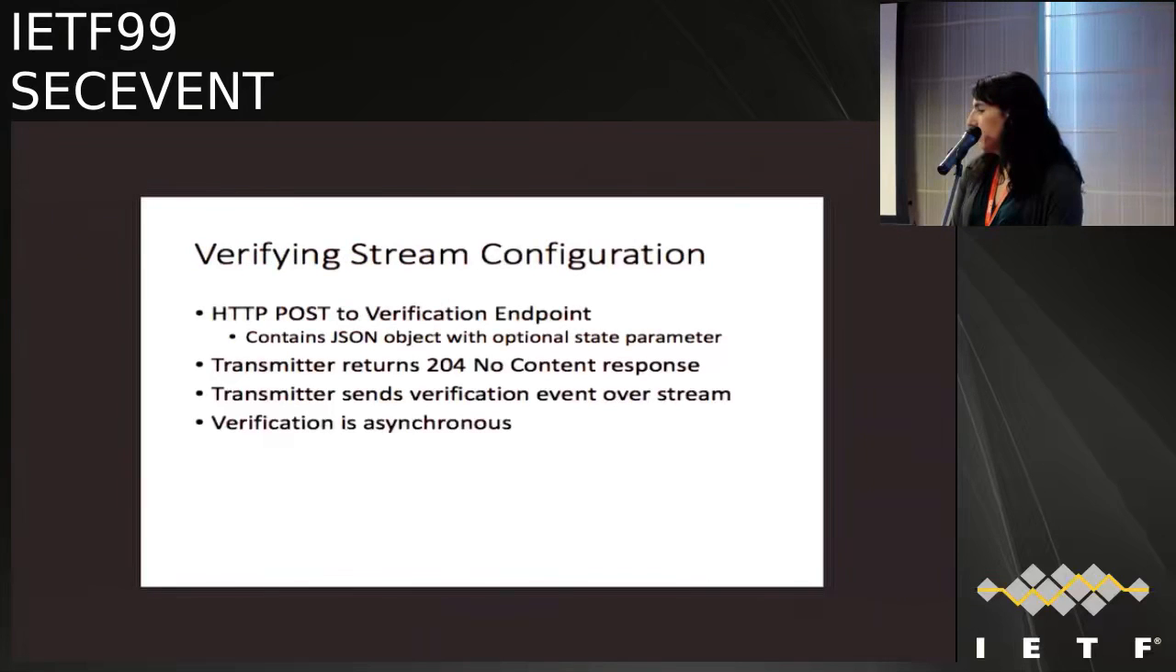Verifying stream configuration is again simple. It's an HTTP post to a verification endpoint. This contains a JSON object that may contain a state parameter. It looks like there's going to have to be some harmonization between this and what's in the HTTP delivery spec as far as what's required for a verification event and what the receiver needs to send in this request. So this may need to change.